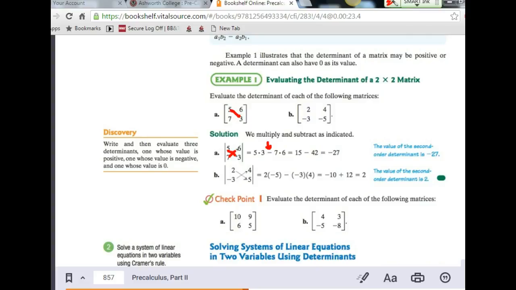So look here, it's very simple. 5 times 3 is going to be there, and of course, again, minus, and then 7 times 6 goes in the other one. So that really ends up being 15 minus 42 for a total of negative 27. Okay? And that's the determinant of that matrix.